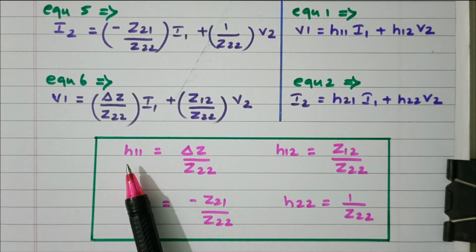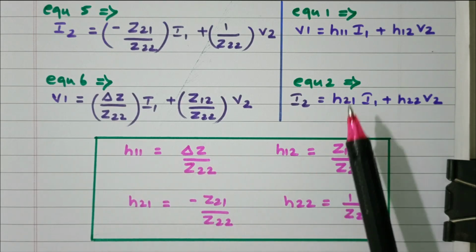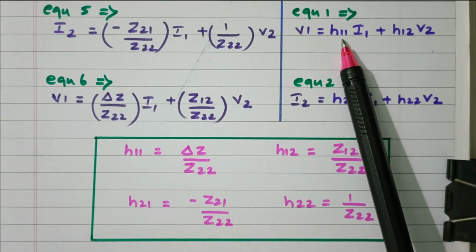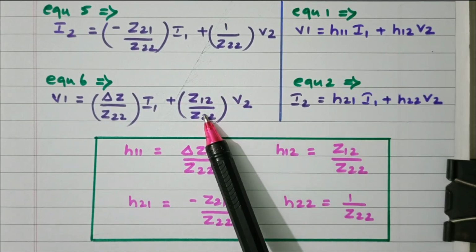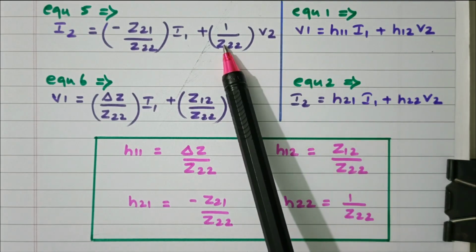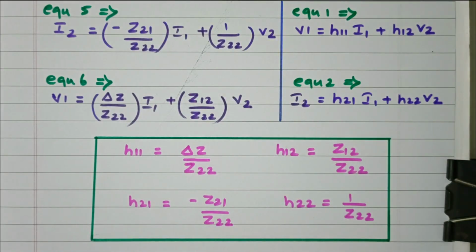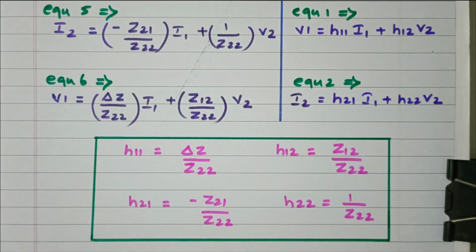Now we got the relationship, that is, H parameter expressed in terms of Z parameter. So H11 is equal to this value, H12 is equal to this value, H21 is equal to this value, H22 is equal to this value. By comparing the coefficients we got the relation between H parameter and Z parameter, because both the equations are similar, V1 and I2, here also V1 and I2.